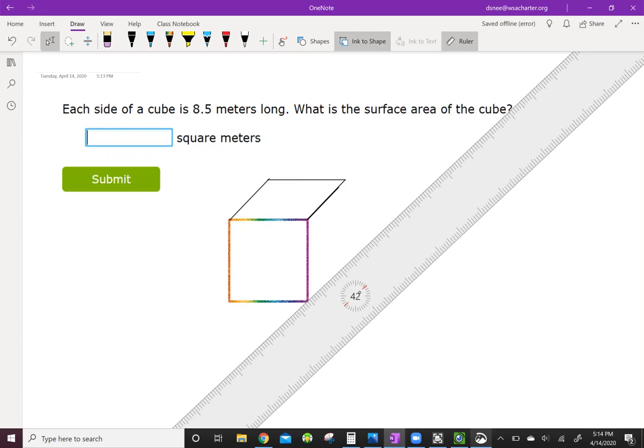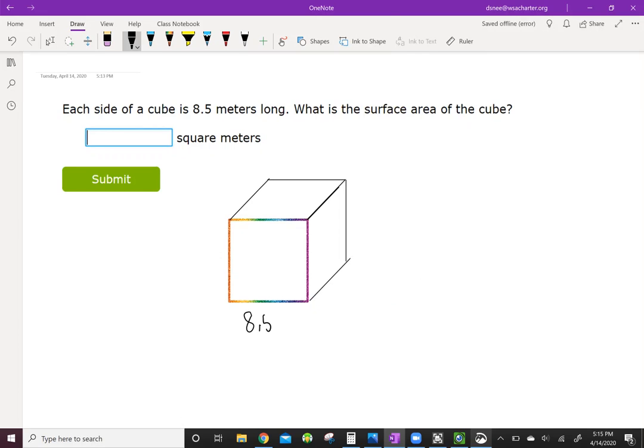Ooh, go back. Don't do that. Each side is 8.5. Okay, and what's the surface area of the cube? Well, the surface area of one side, if each side is 8.5 meters, then it's a square, right? So 8.5 times 8.5. Use your calculator. 8.5 times 8.5 equals 72.25.